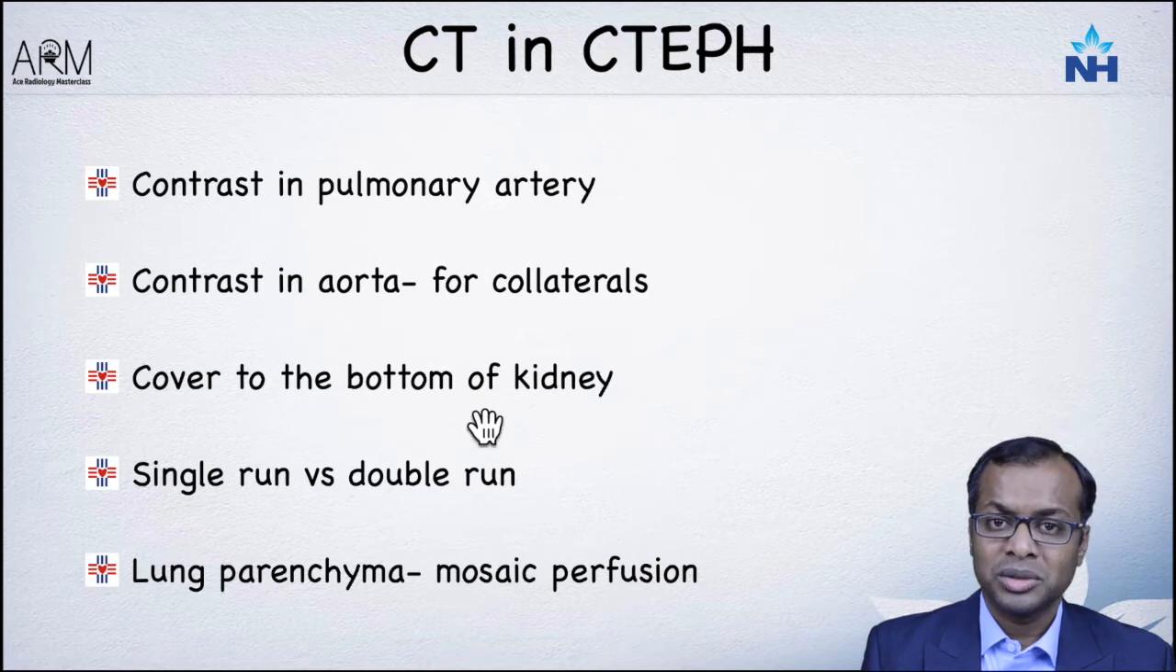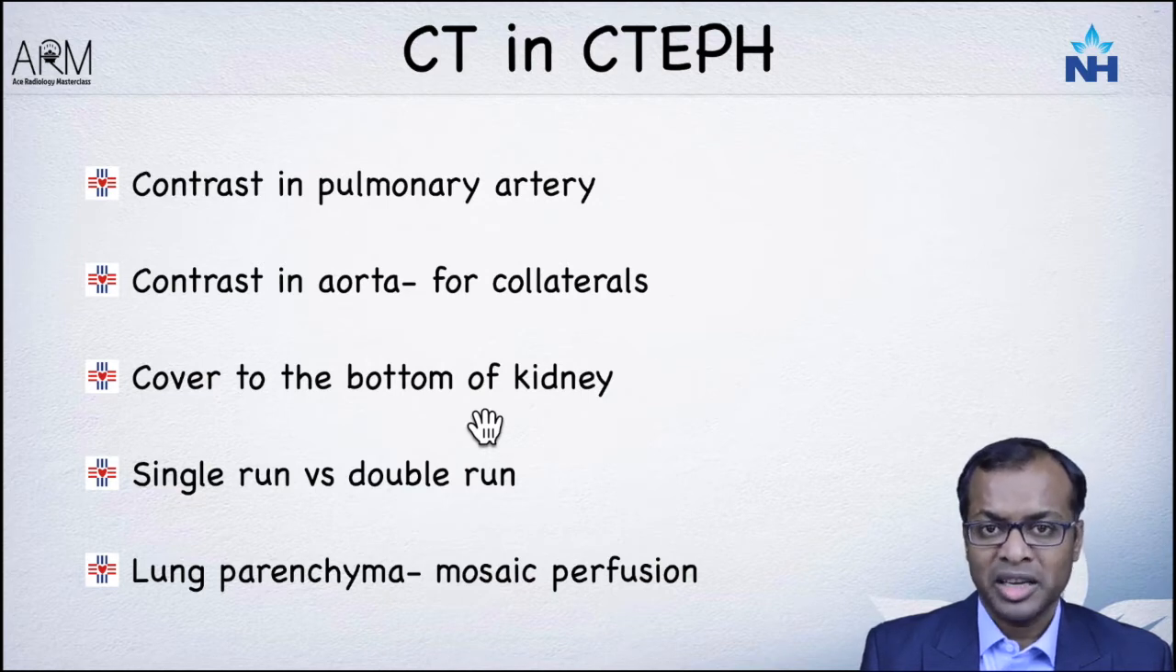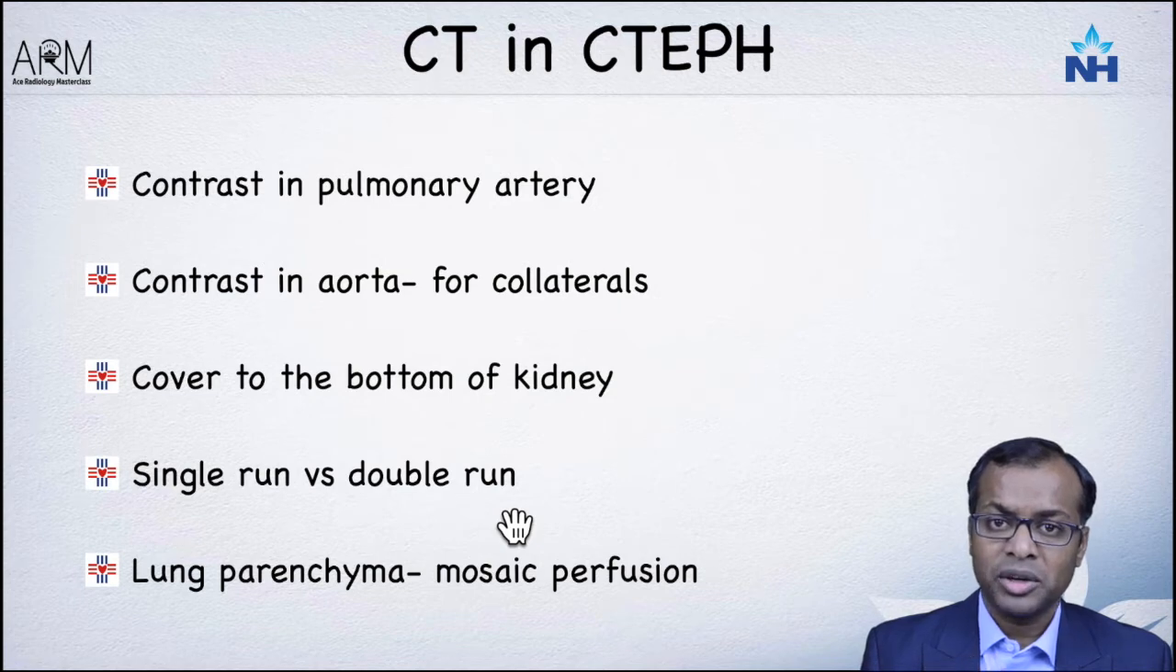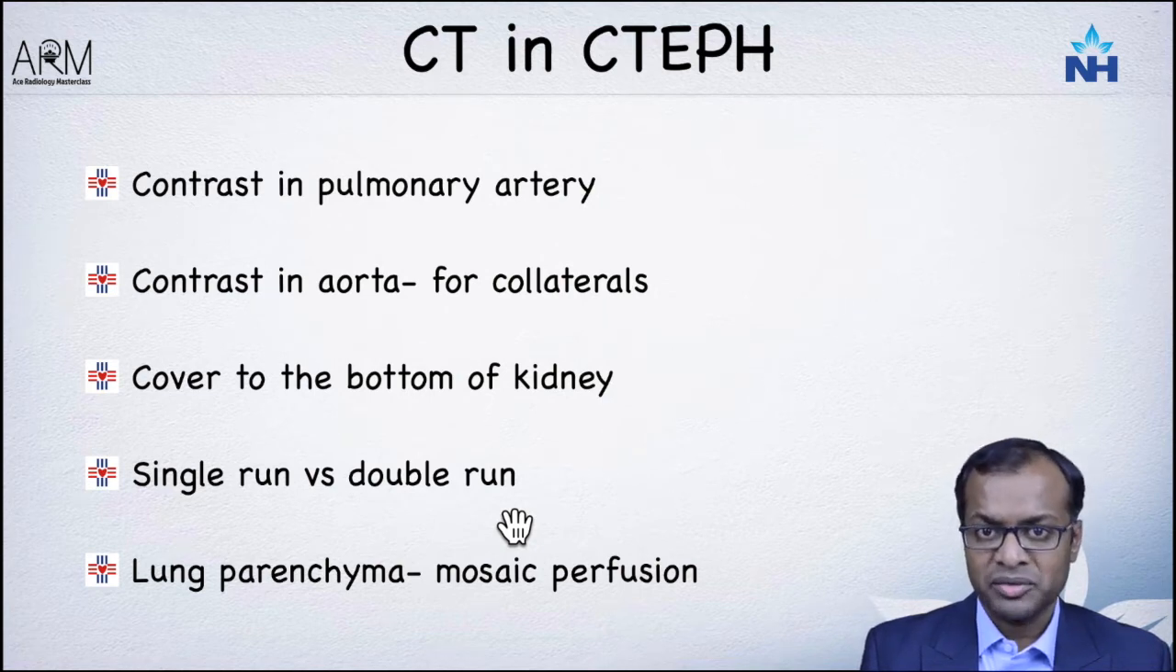You also need to cover up to the bottom of the kidney to ensure that the liver is normal and there is normal venous drainage into the liver rather than any portosystemic collaterals or shunts, which can explain pulmonary hypertension. Also, people choose between a single run or a double run, whereby once you give the contrast, the first run covers pulmonary arterial opacification, while the second run covers pulmonary artery as well as aortic opacification.